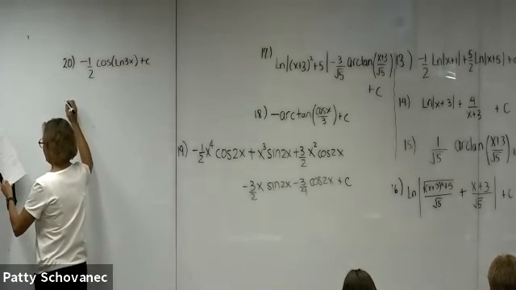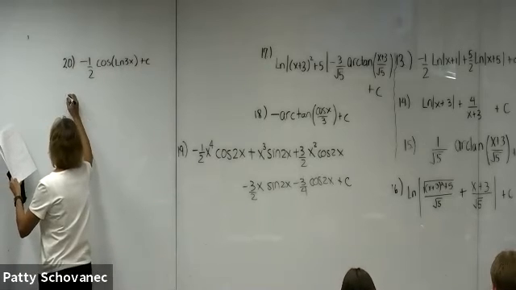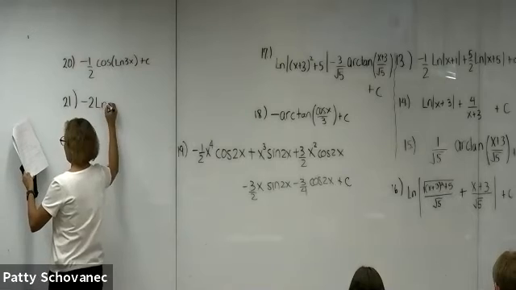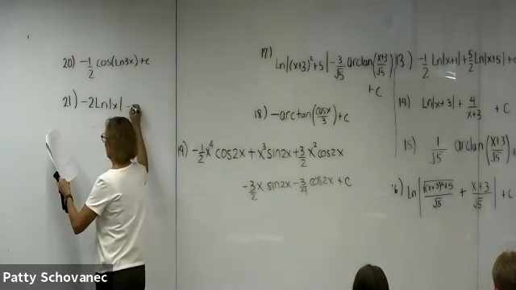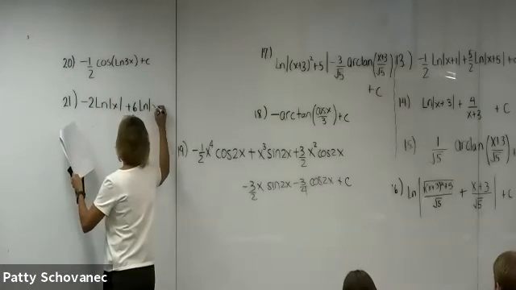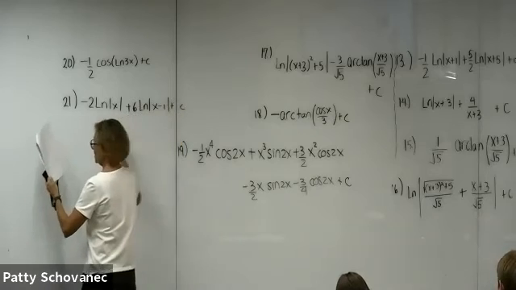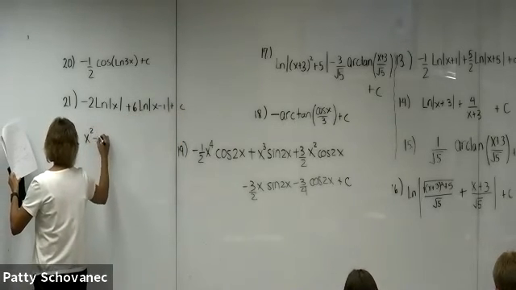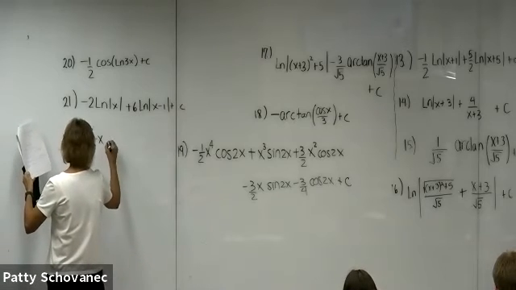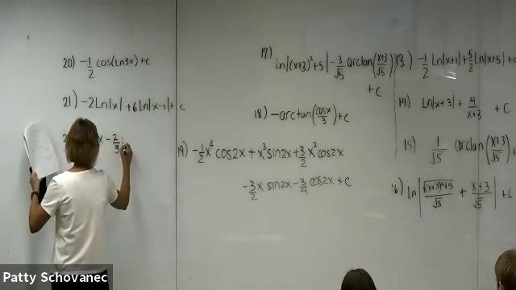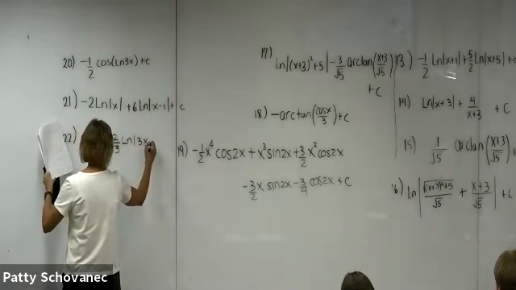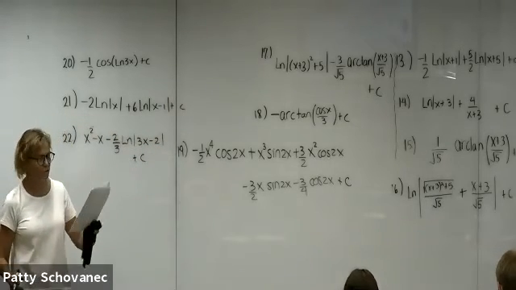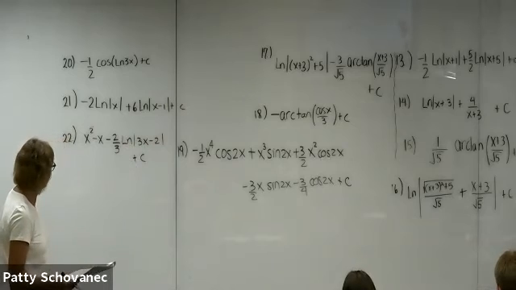21 and 22 are your run-of-the-mill partial fractions, except for 22, you have to divide first. Number 21 is minus 2 times the natural log of x plus 6 times the natural log of x minus 1 plus c. 22, divide first. You get x squared minus x out front, minus 2/3 natural log of 3x minus 2. Actually, I don't think you do partial fractions. You just divide first. Make 3 integrals out of that.